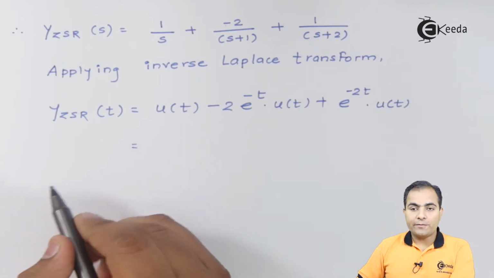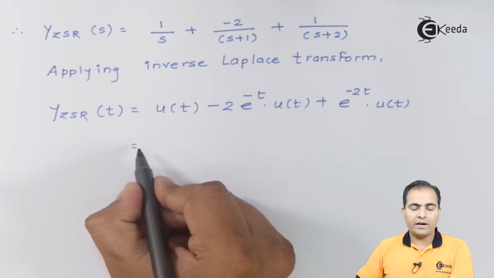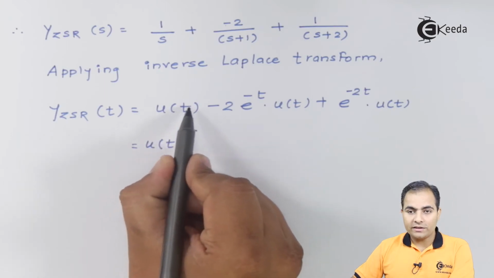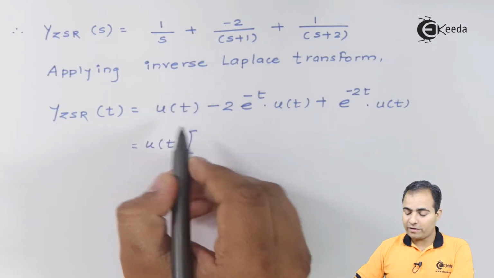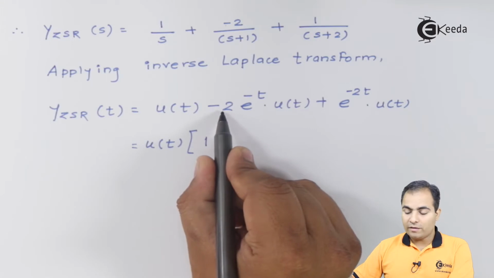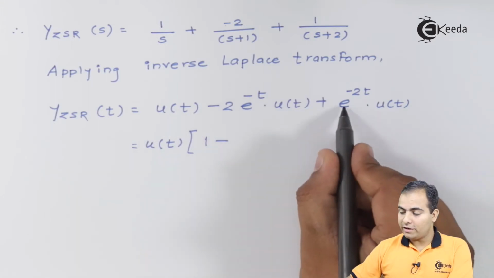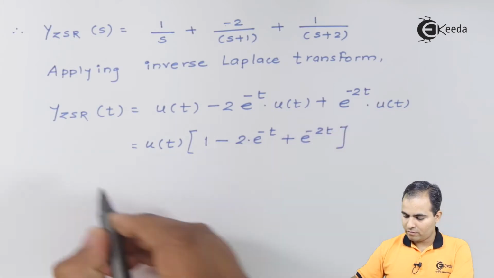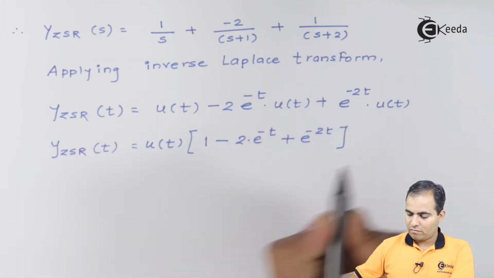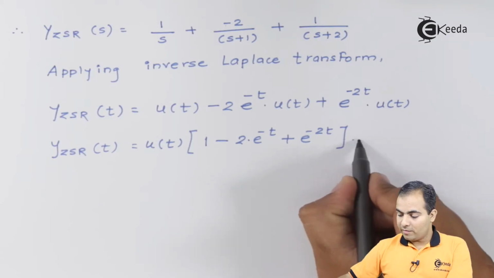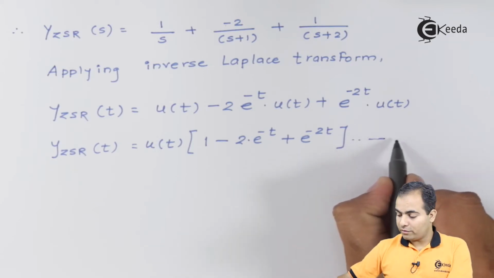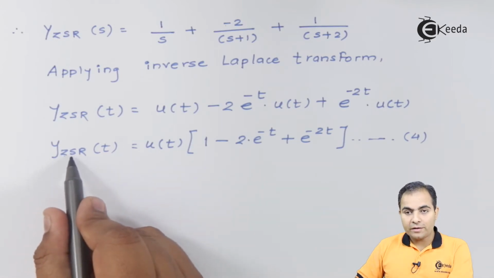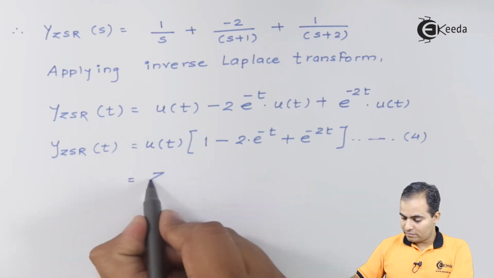What is important? I'll take unit step common. It is not necessary, but you can take if you want. So if I take unit step common, then this place is replaced by 1. Now, this will be a minus 2 e to the power minus t and e to the power minus 2t. And look at here. I'll mark this one as my equation number 4. And this is nothing but my zero state response.